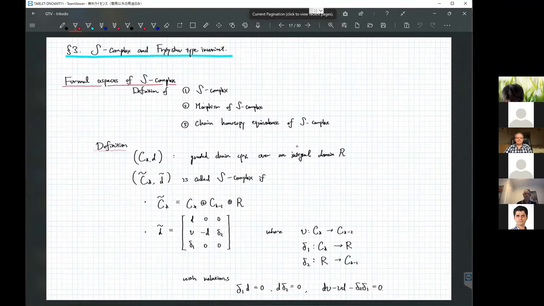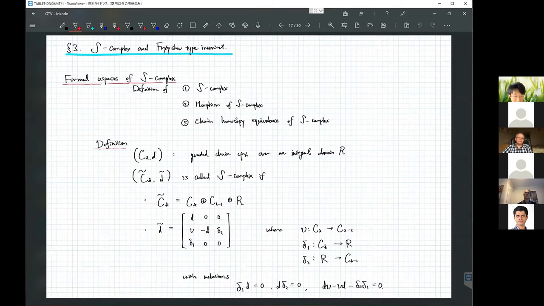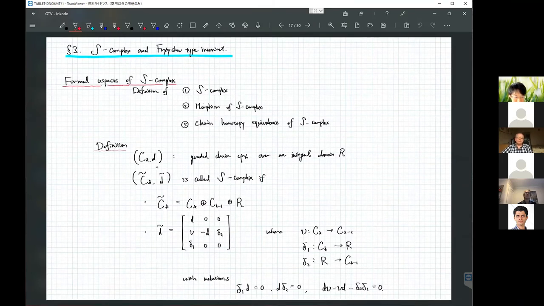Okay, so next I describe S complex and the Floer type invariant. First I describe the formal aspects of S complex, which was introduced by Daemi and Scaduto. It consists of the definition of S complex, morphism of S complex, and chain homotopy equivalence of S complex. And the definition of S complex is given as this.